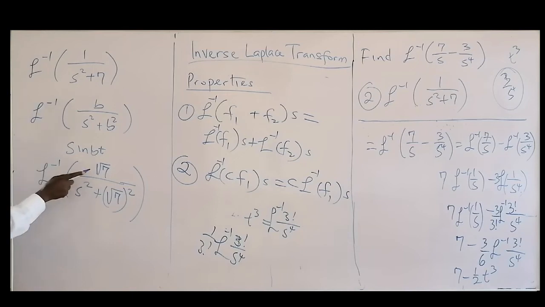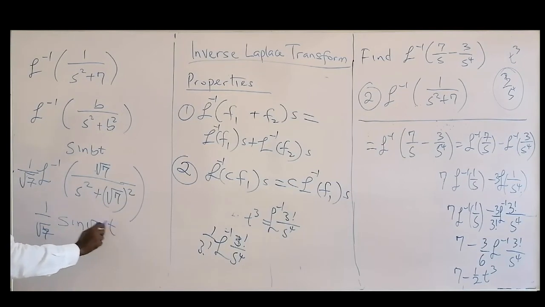Then what you have injected here, you have to cancel that out, and that will be 1 over root 7. So the answer is 1 over root 7 sine root 7 t. That's the answer for that inverse.